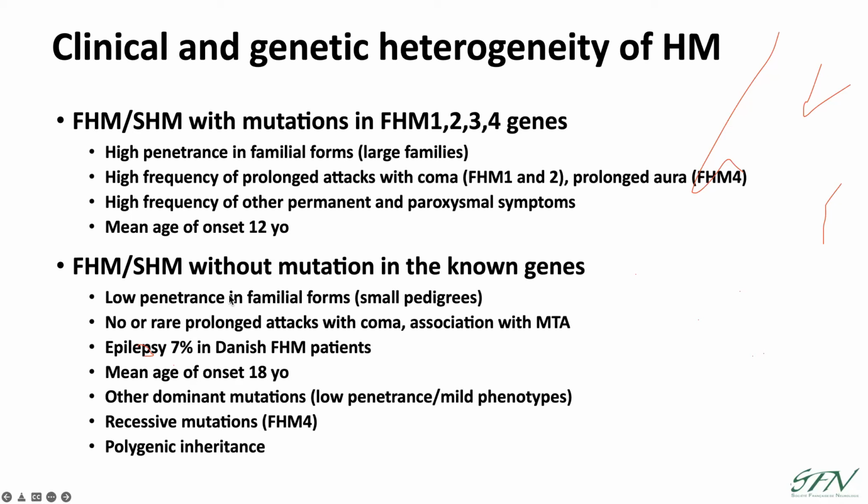And in the other patients who are much more common, who have no mutation in the known genes, it may be a low penetrance in familial form. There are no or rare prolonged attacks with coma. It's often associated with migraine with typical aura. There is a risk for epilepsy, but not so common. The mean age of onset is about 18 years of age. It may be caused by other dominant mutations that are still unknown, or recessive mutations, or in these cases, hemiplegic migraine may have a polygenic inheritance.